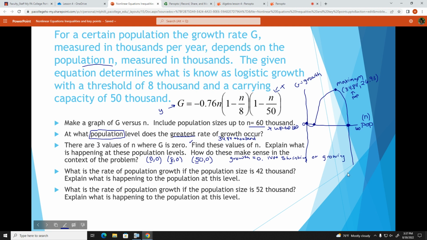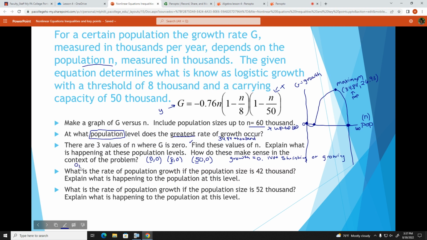So then it asks, how do these make sense in the context of the problem? Well, this is a population. I assumed it was animals because it talked about a carrying capacity. And so that to me indicated that it was a number of animals on a restricted amount of land or in a restricted environment. So this first ordered pair made sense to me because this said the population was 0 and the growth was 0.